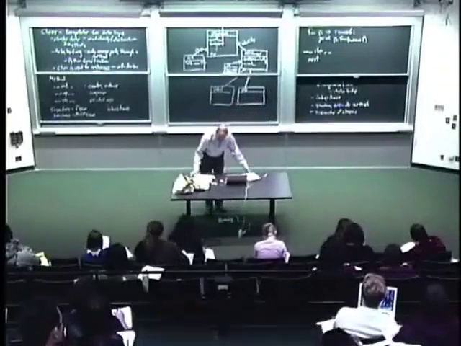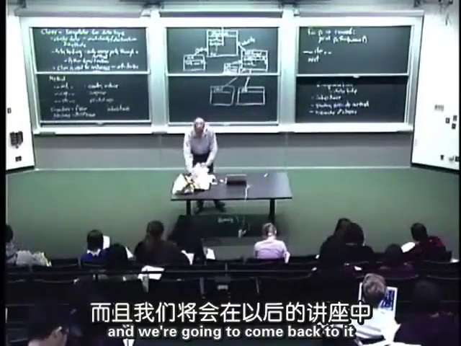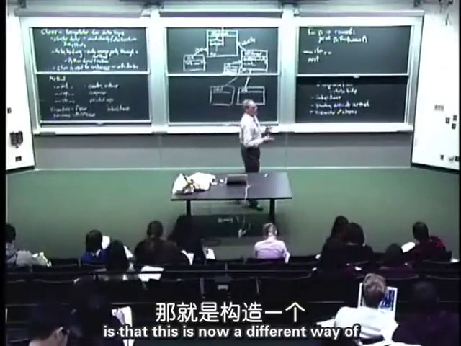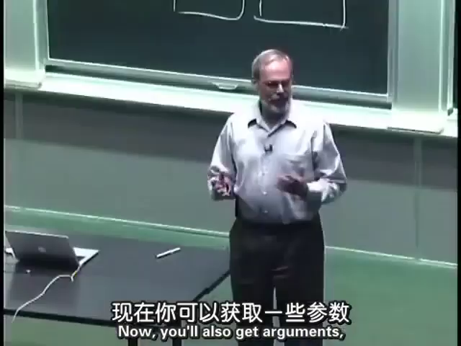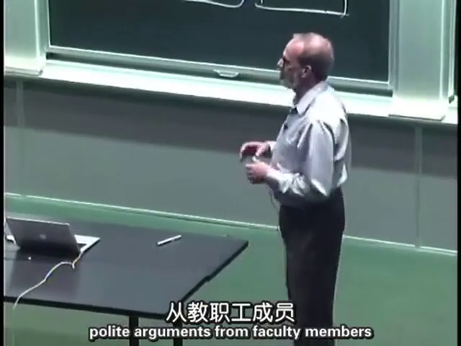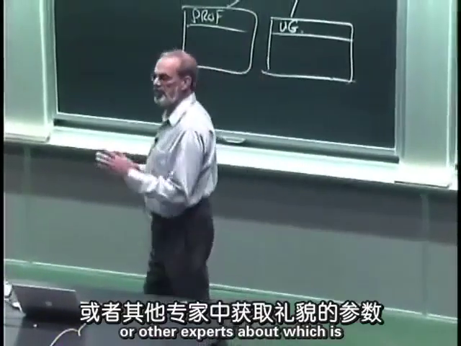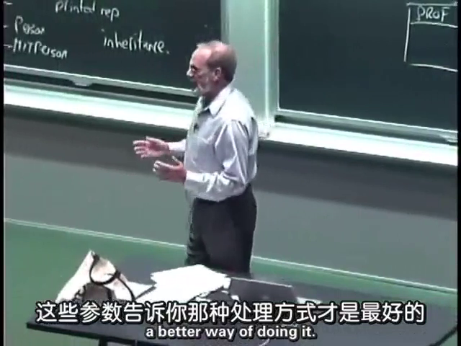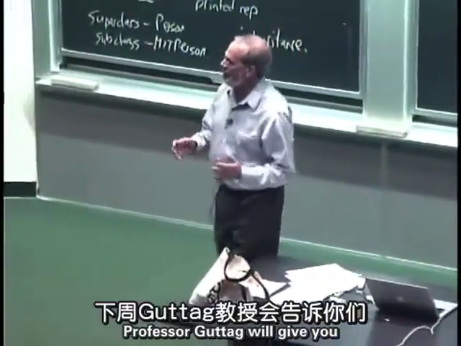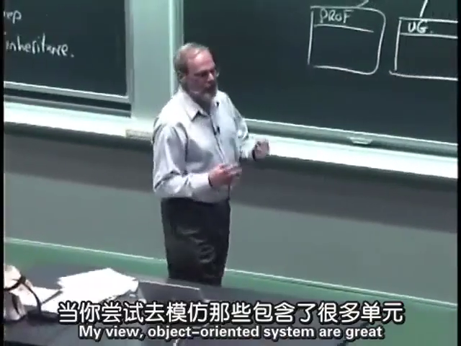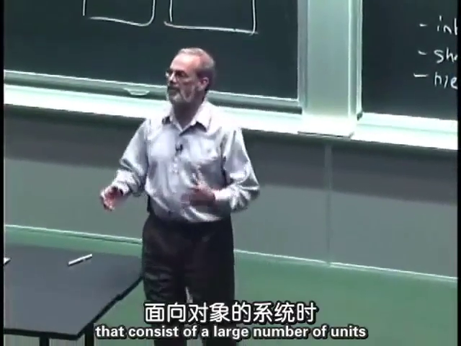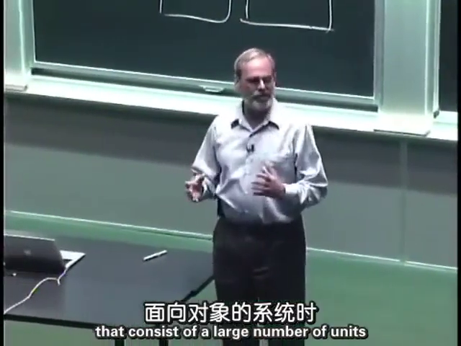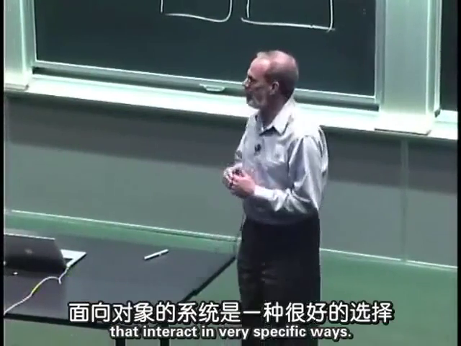And so what hopefully you've seen between these two lectures, and we're going to come back to it in some subsequent lectures, is that this is now a different way of just structuring a big computational system. Now, you'll also get arguments, polite arguments from faculty members or other experts about which is a better way of doing it. So I'll give you my bias. Professor Gotek will give you his bias next time around. In my view, object-oriented systems are great when you're trying to model systems that consist of a large number of units that interact in very specific ways.